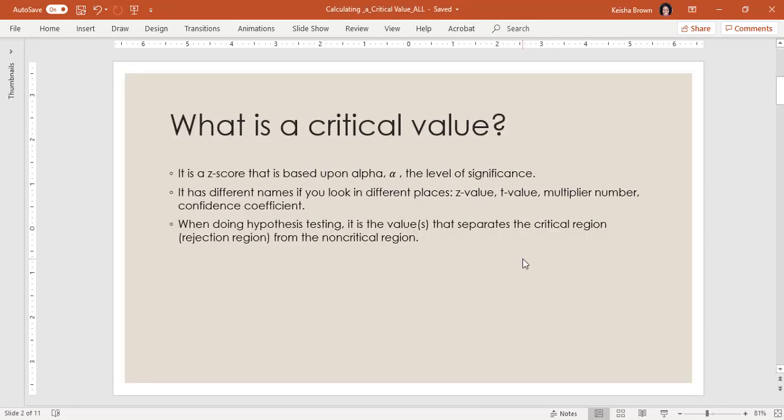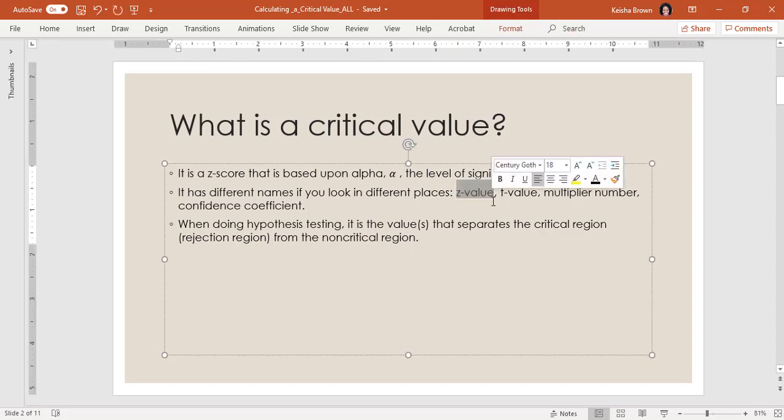First, what is a critical value? Your critical value is a z-score that's indicated by alpha. And in hypothesis testing, what it does for us is it indicates at which point do we have strange, weird, or unusual values. We also refer to this as our critical region, our rejection region. It is also called different things in different places: a z-value if you're working with proportion problems, or a t-value if you're working with mean problems. Some places they call it the multiplier number, some places they call it a confidence coefficient.